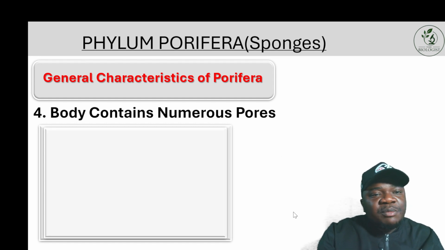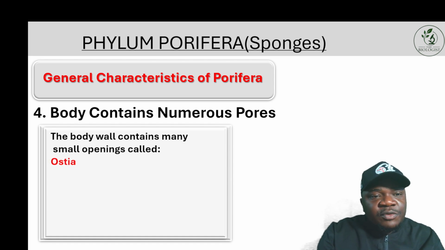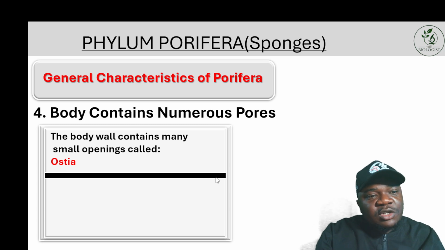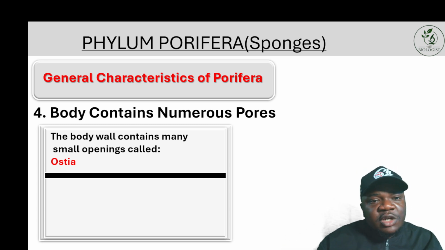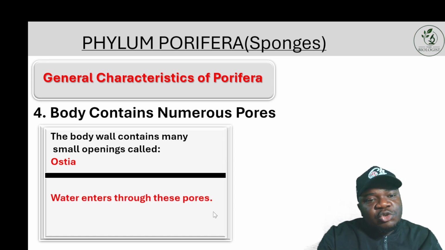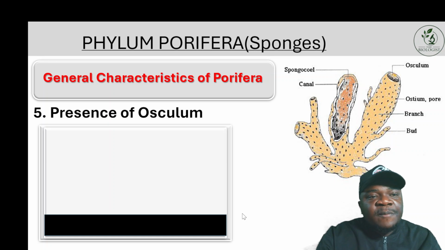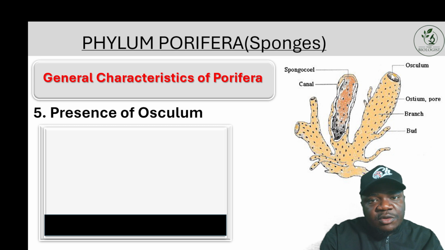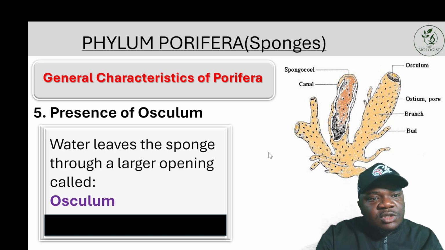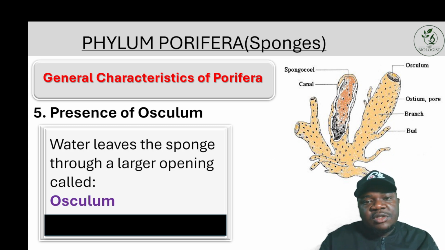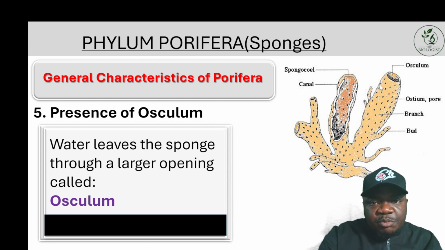Okay, so the next one, the body contains numerous pores, which I've mentioned before, and they have small openings called the ostia. The ostia are those perforations in the body, those openings that make water pass through. So water enters through the pores and comes out. Then there is the presence of the osculum. This is the osculum; you can see it here. What the osculum does is that water leaves the sponge through a larger opening. So through the osculum, water leaves the sponge through this point here. That's one of the importance of the osculum.